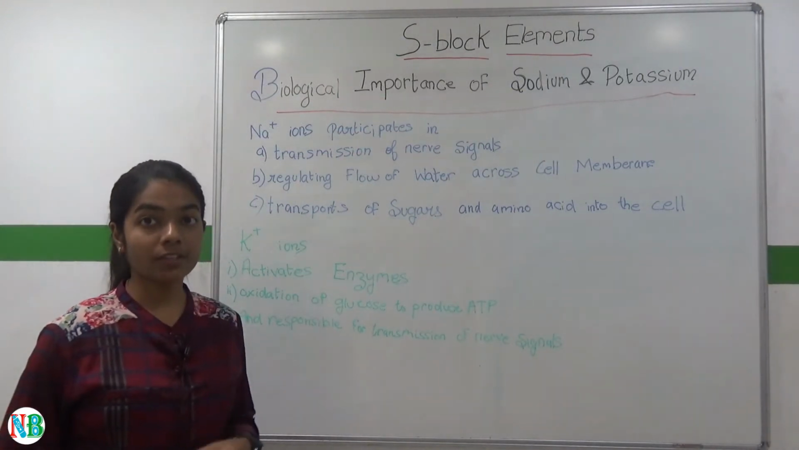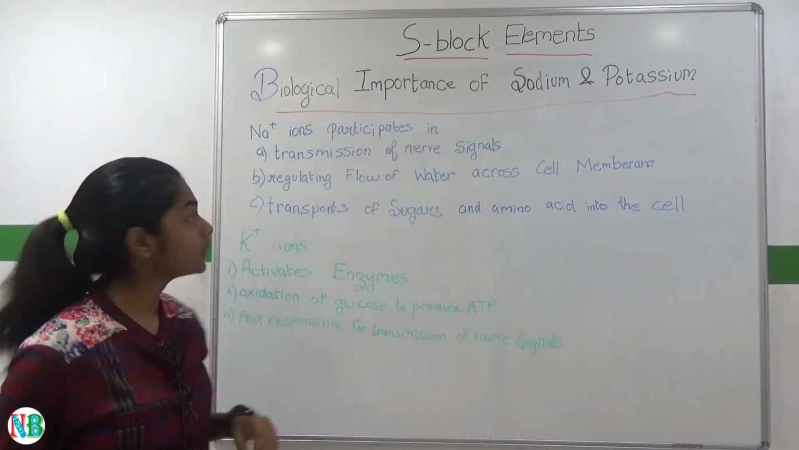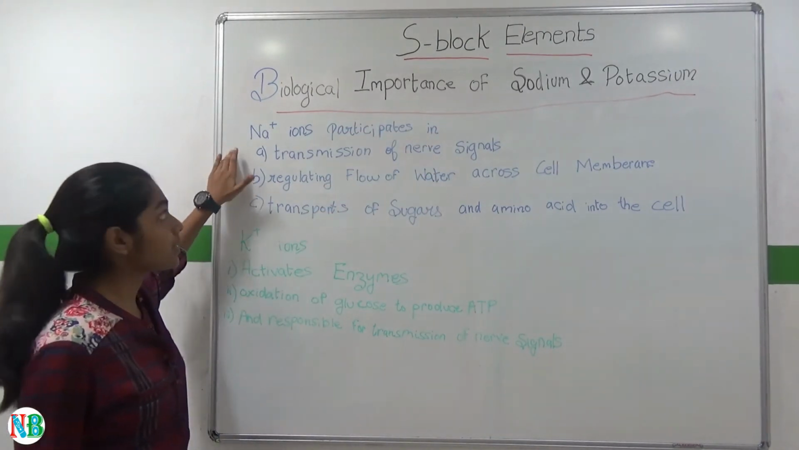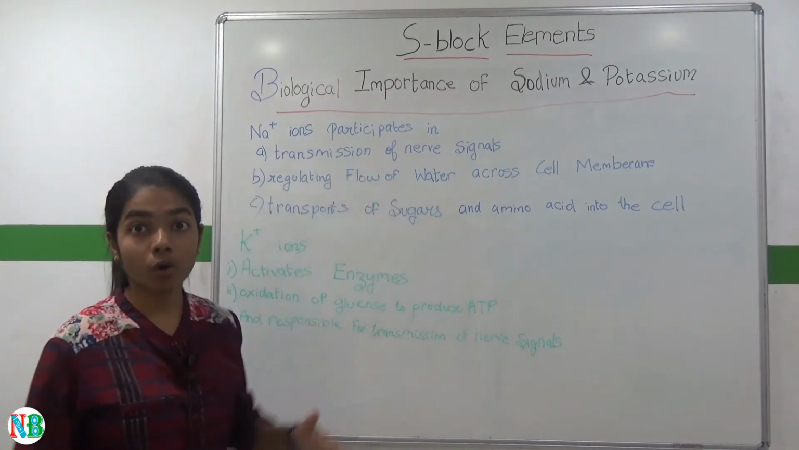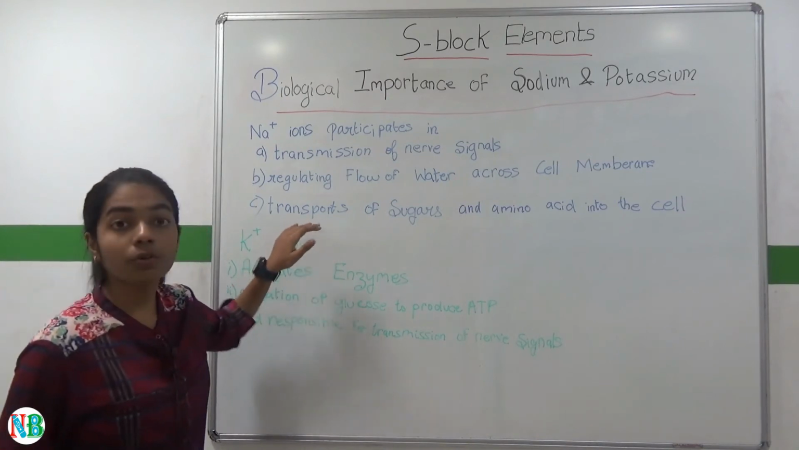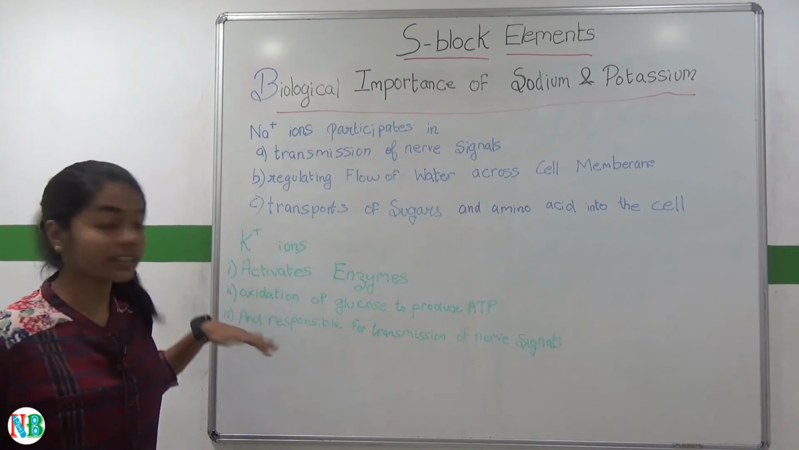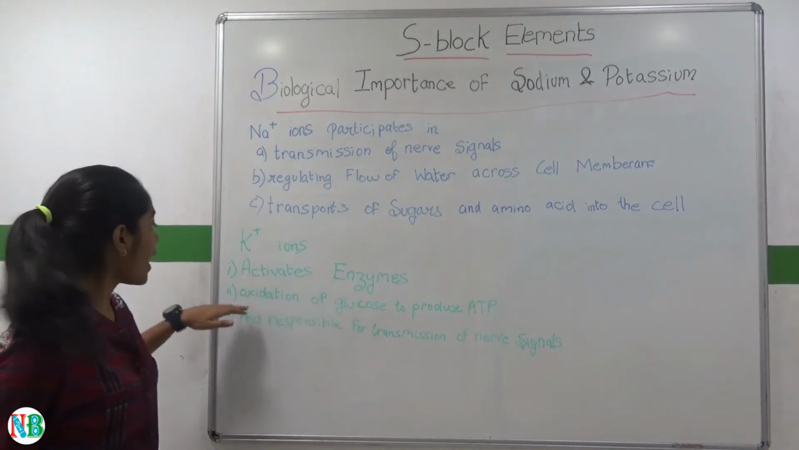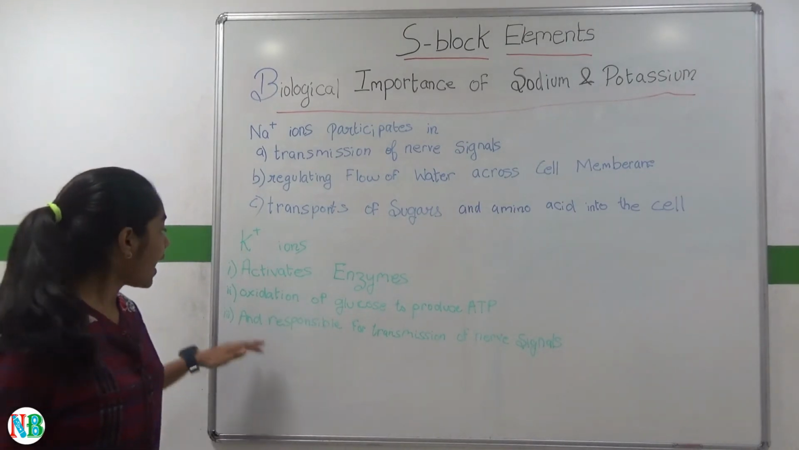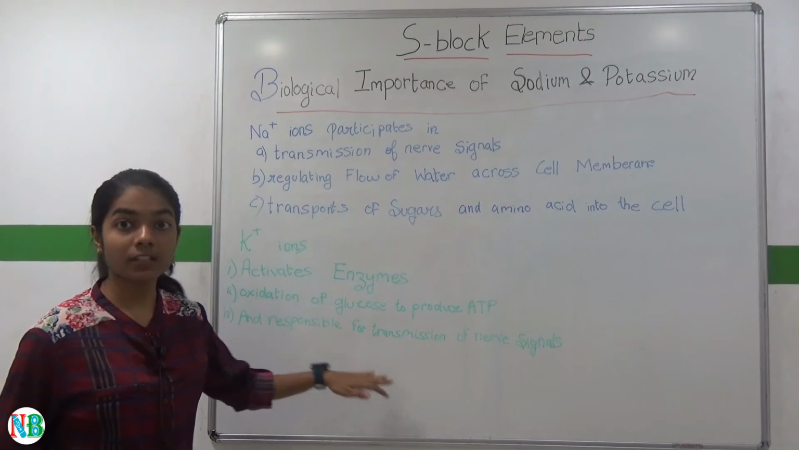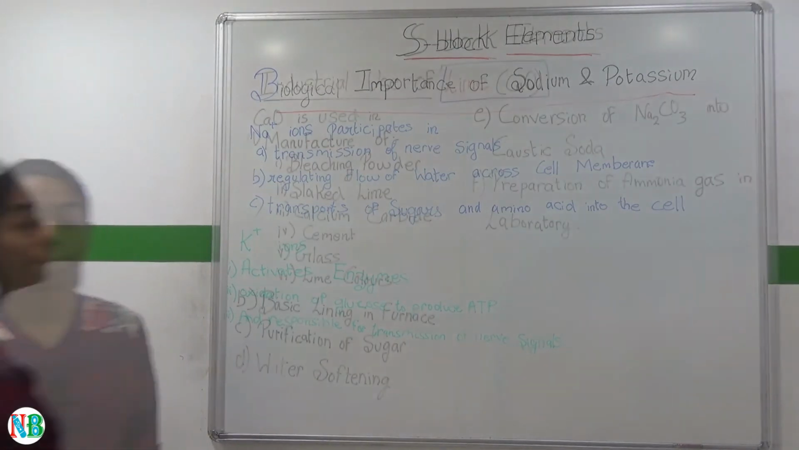Now we will look into next topic of S block, that is biological importance of sodium and potassium. Na+ ion participates in transmission of nerve signals, regulating the flow of water across the cell membranes, transport of sugar and amino acid into the cell. K+ ion activates enzymes and participates in the oxidation of glucose to produce ATP and is responsible for the transmission of nerve signals with the help of Na+ ions.